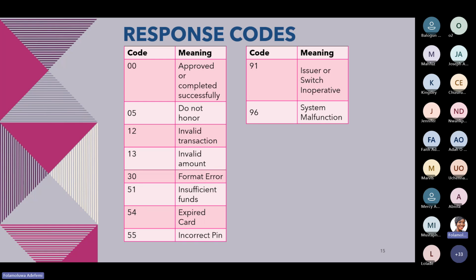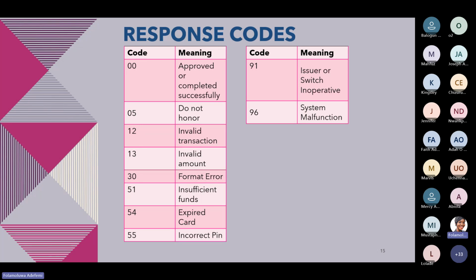You have invalid transaction, that's a 12. You have 13 invalid amount, meaning the amount that is entered is not a valid entry. You have a 30, which is a format error. This is not something you typically see on a terminal, but a lot of us that have worked with ISO 8583 messaging, when you are first getting a hang of it, will get a lot of format errors because it's a lot more complicated than REST messages. It's a lot, but it's also really interesting.